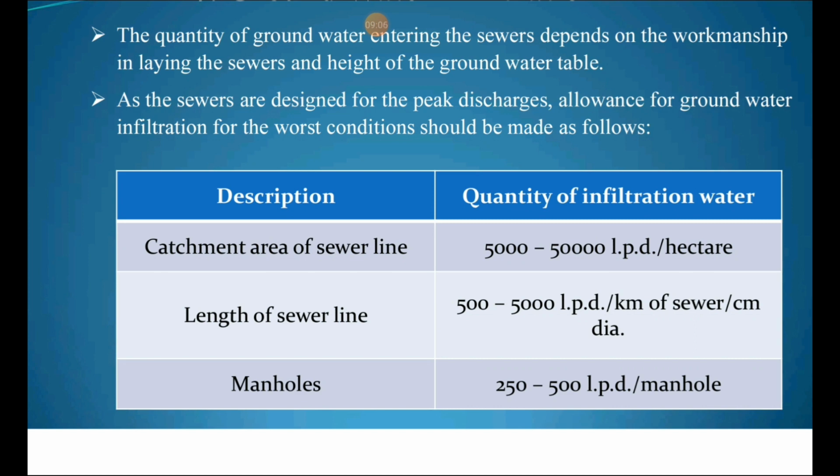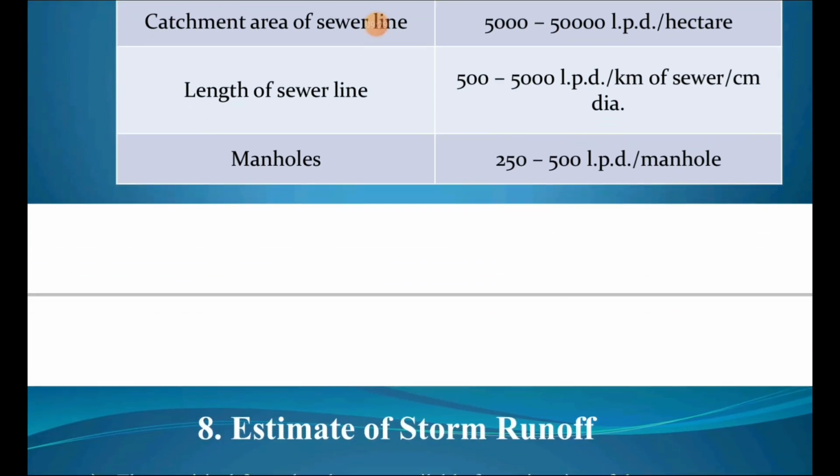per hectare. For length of sewer line, 500 to 5,000 liters per day per kilometer of sewer per centimeter diameter. That is very important. And for manholes, that is 250 to 500 liter per day per manhole. These are the thumb rules for calculation of quantity of infiltrated water entering into the sewer.